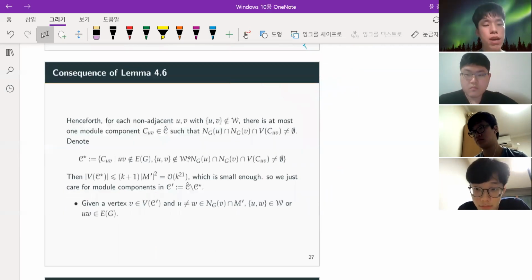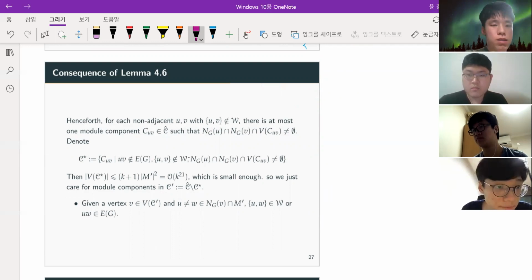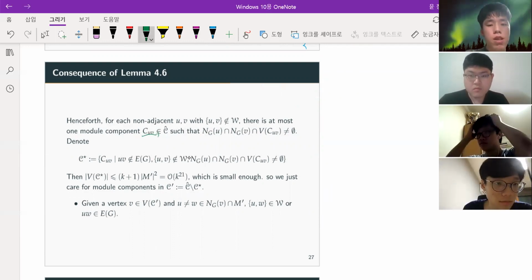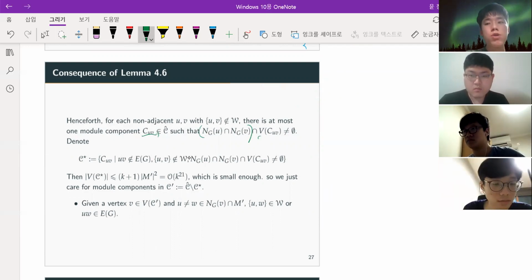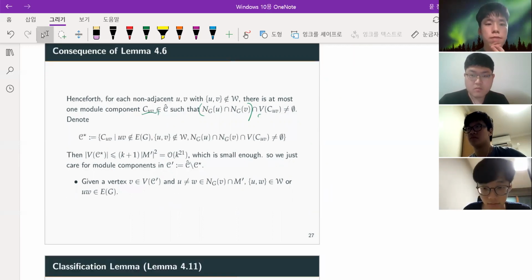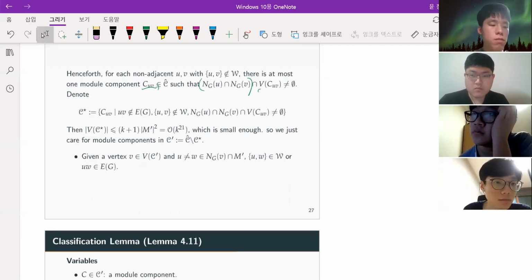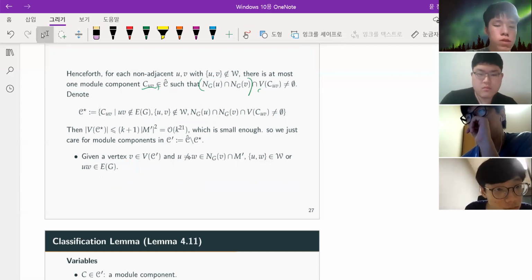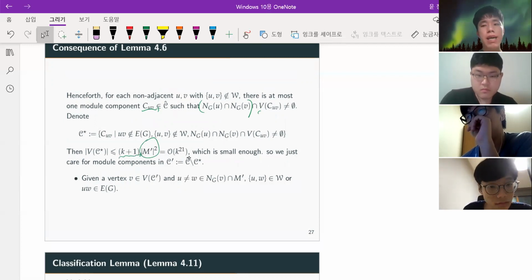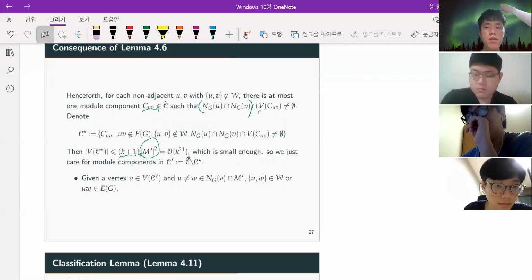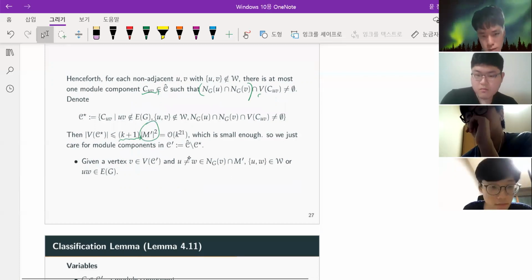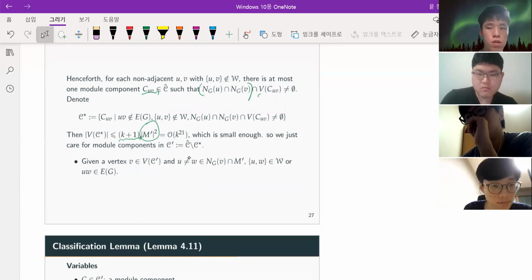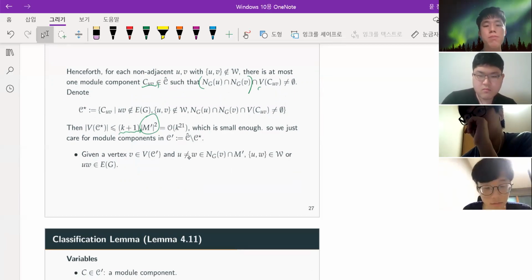Henceforth, for each non-adjacent pair of vertices UV not covered by W, there is at most one module component, so-called CUV, such that CUV intersects with the common neighbor of U and V. It's a direct consequence of lemma 4.6. Denote C star to be the collection of all CUV. Then the number of vertices in C star is bounded by the arbitrary choice of U and V and each component size, k plus 1, so the whole bound is a product of them, which is k to the 21st, and it is small enough. So we just care for the module components not included in C star.